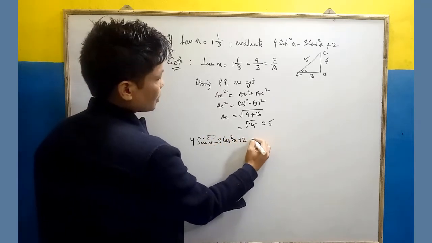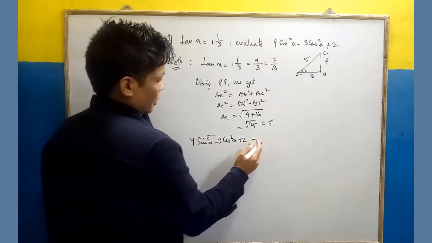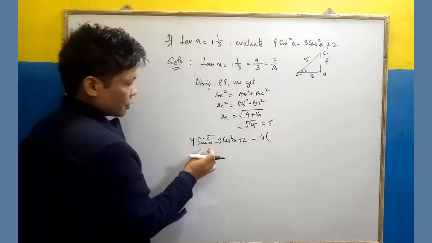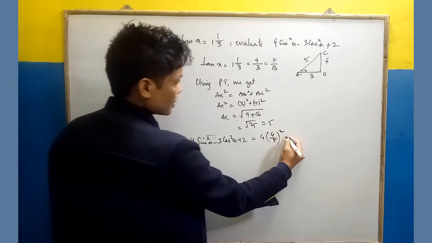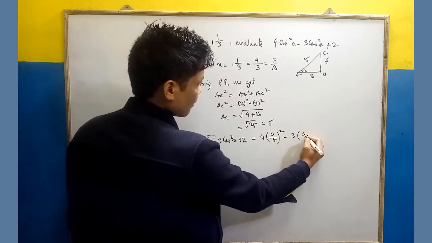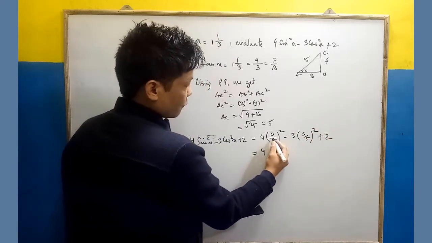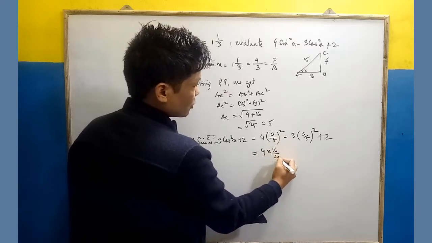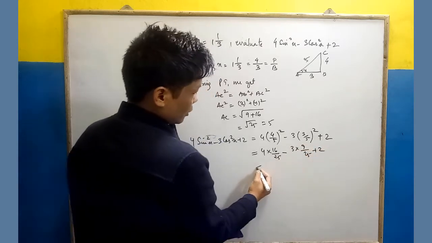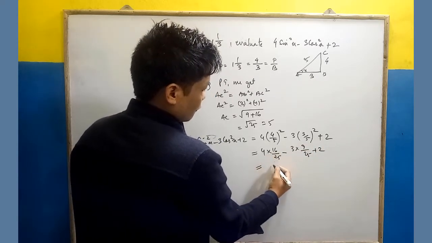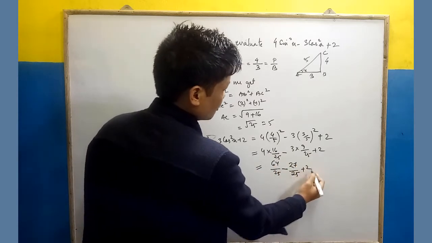Now we are going to find the value of 4 sin square x minus 3 cos square x plus 2. So 4 sin square x means 4 times the value of sin square x. So 4 into, what is the value of sin x? Sin x is perpendicular by hypotenuse, then I have to square, whole thing square, minus 3 into cos square x is 3 by 5, whole thing square, plus 2. Now 4 square is 16, 5 square is 25, minus 3 square is 9, 5 square is 25, plus 2. 16 into 4 is 64 by 25, minus 3 into 9 is 27 by 25, plus 2.